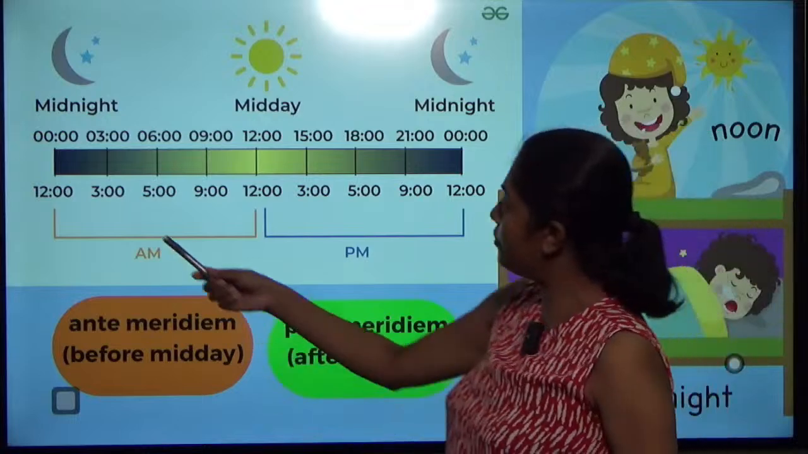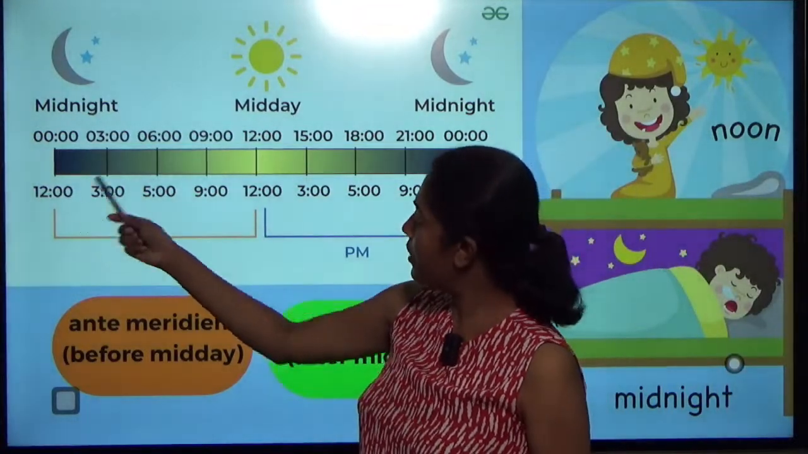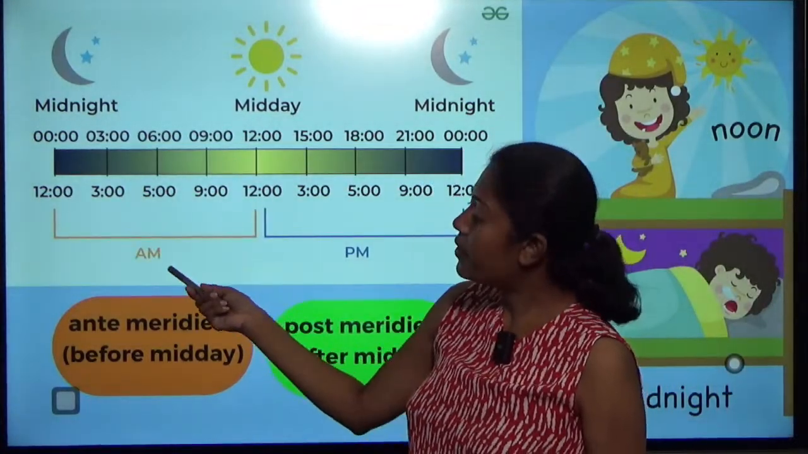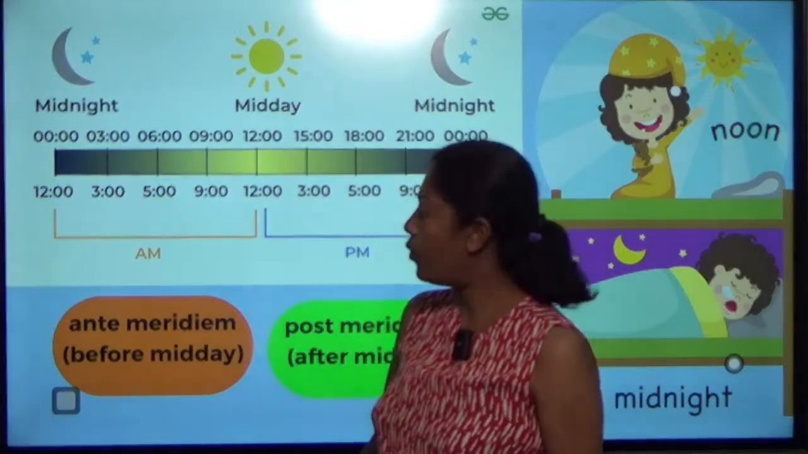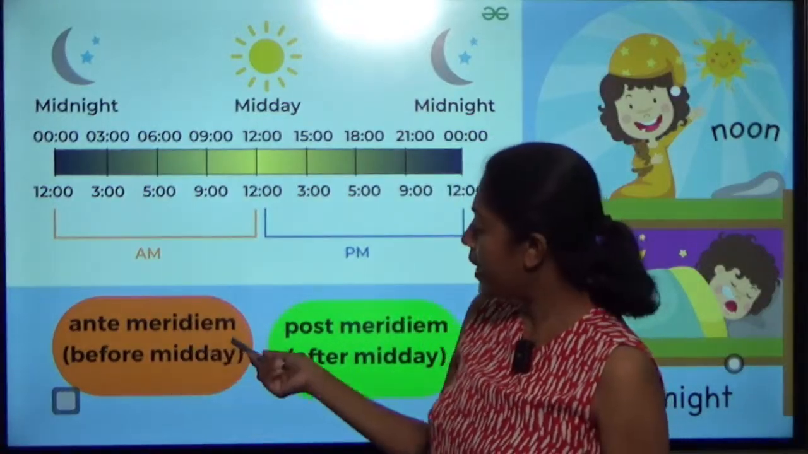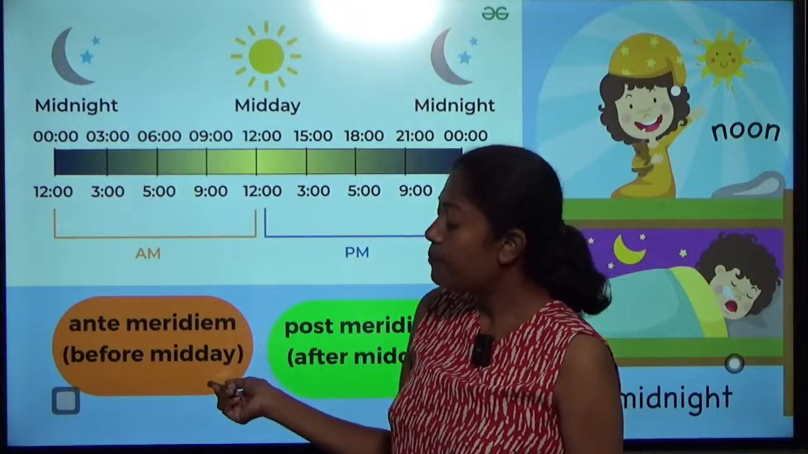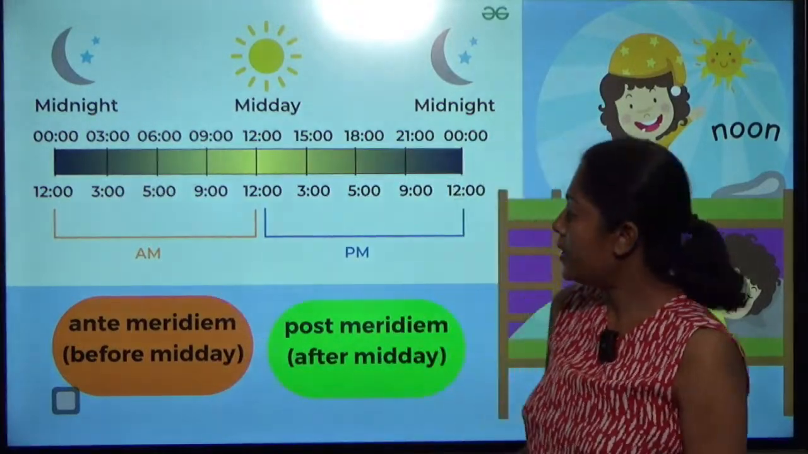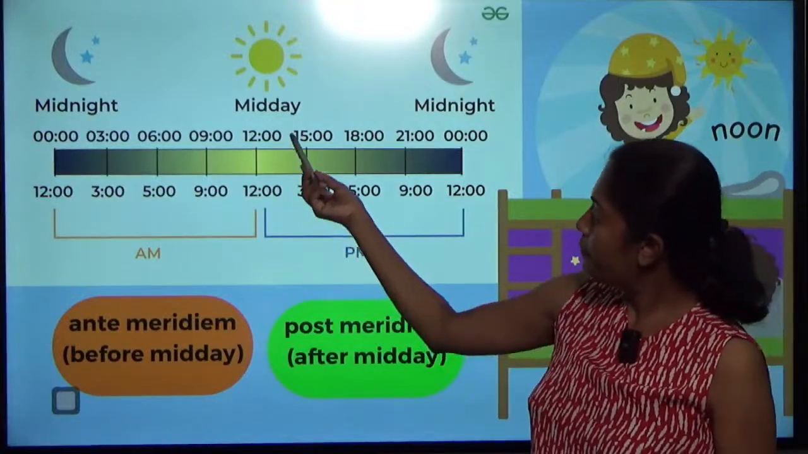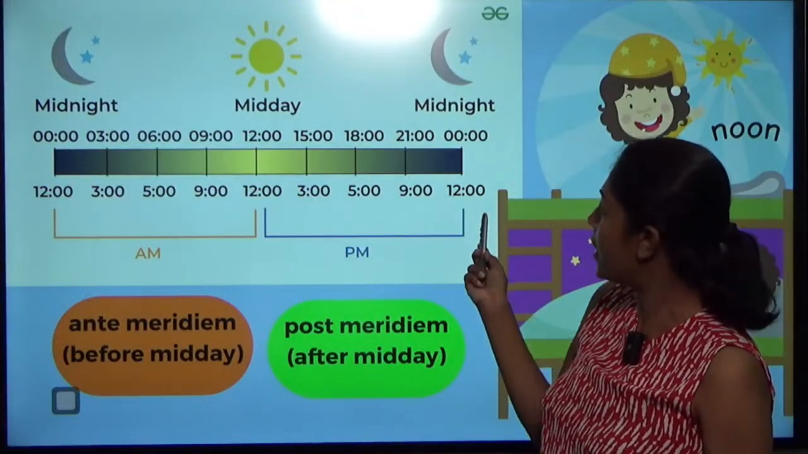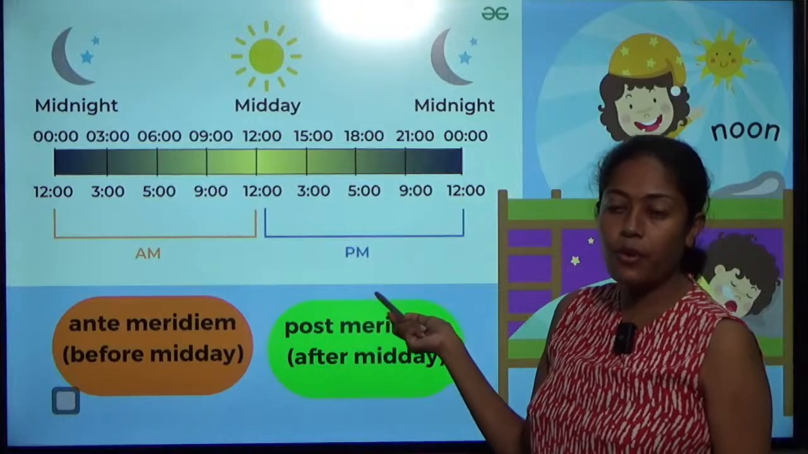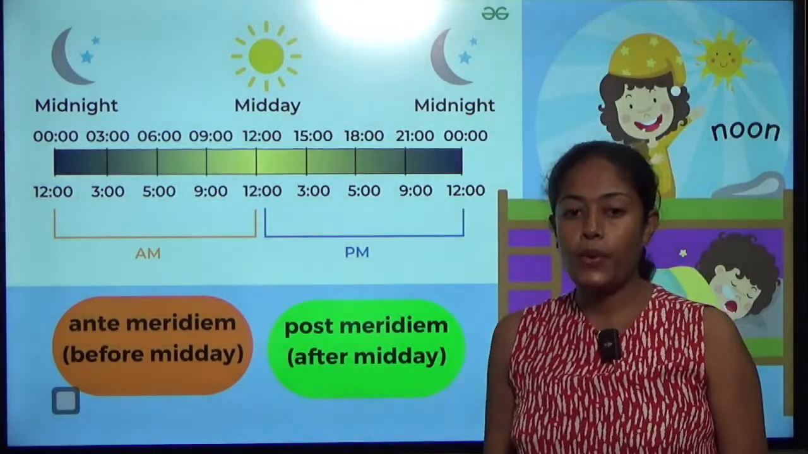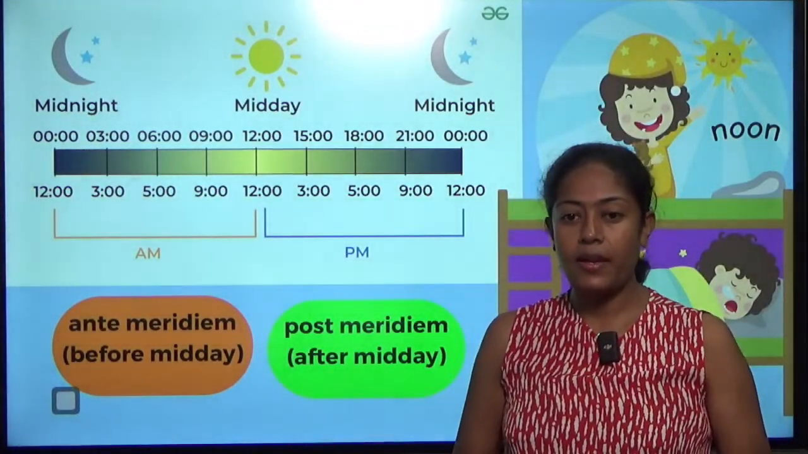So midnight to midday, from 12 to 12, we call AM or anti-meridian here. Anti-meridian, that is before midday, we call AM, right? Then from midday 12 to midnight 12 we call PM or post meridian. Okay, have you got the idea?